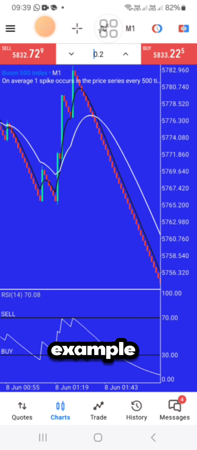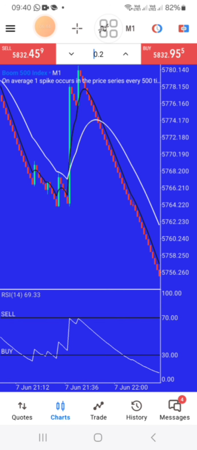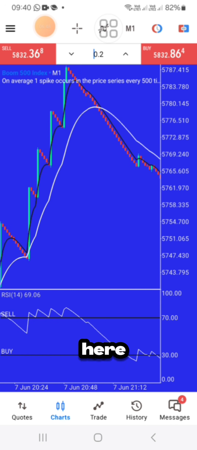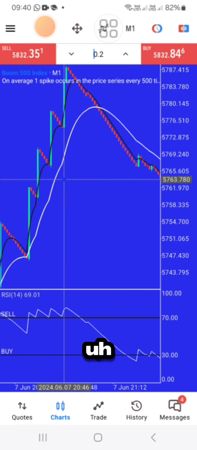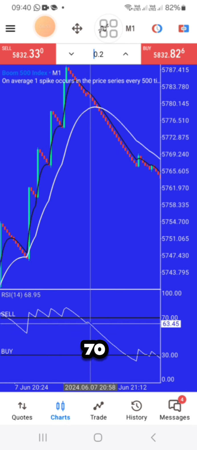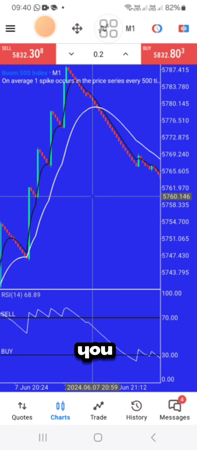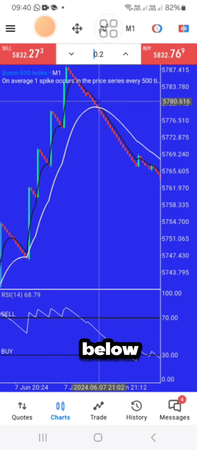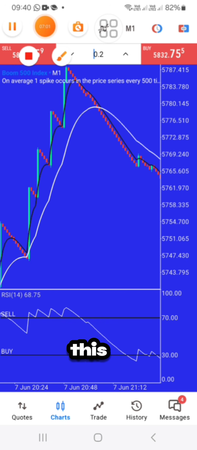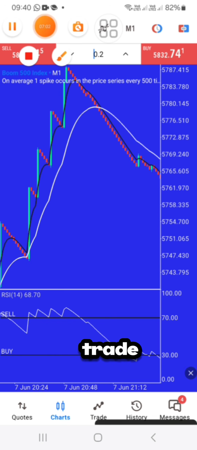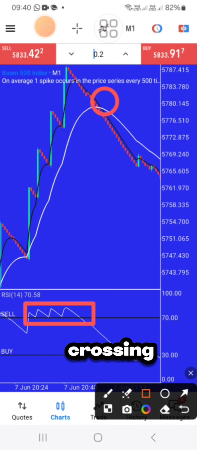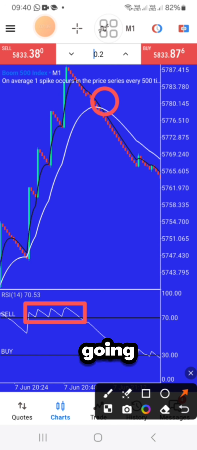Let's look for another example in boom 500. You can see here when price crossed below the 70, you wait, and then you go on your main chart. The black line crossed below the white line at this particular area. This is where you're going to execute your trade here, and then we have the crossing of the 70 here, and then you're going to take your 5 candles, then you exit the market.